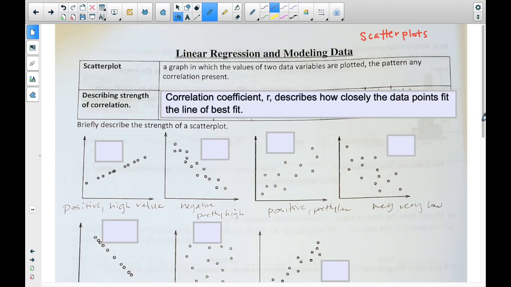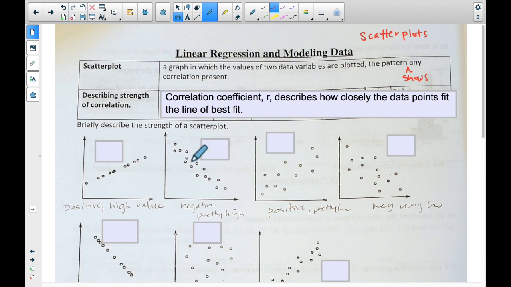Hi everybody, this video today is going to cover linear regression and modeling data. We're going to talk a lot about scatter plots, and this page is found in the last page of your notes booklet. A scatter plot shows a graph in which the values of two data variables are plotted, and the pattern shows any correlation present.